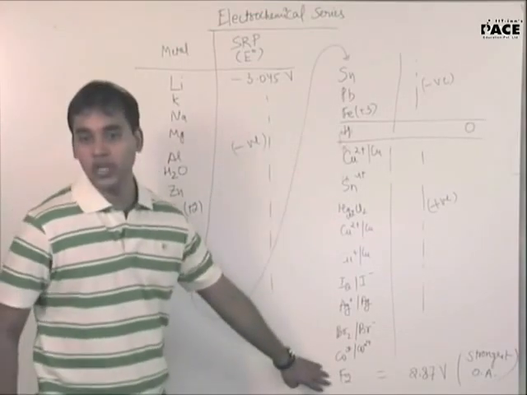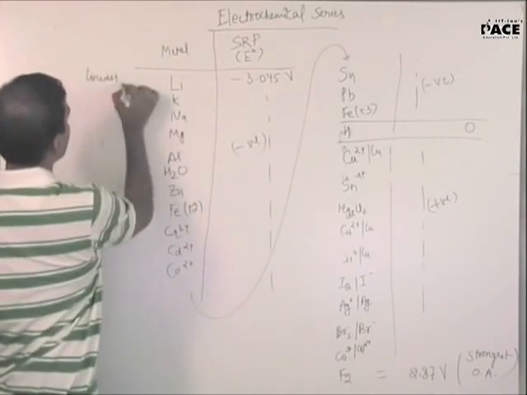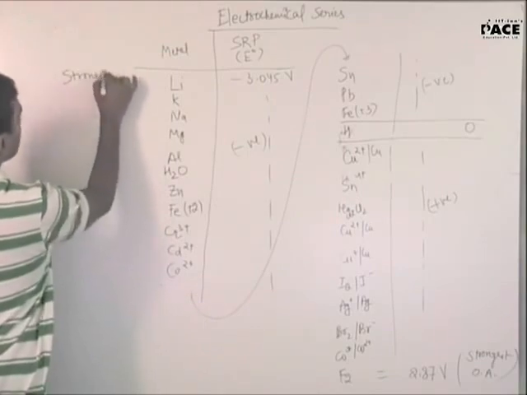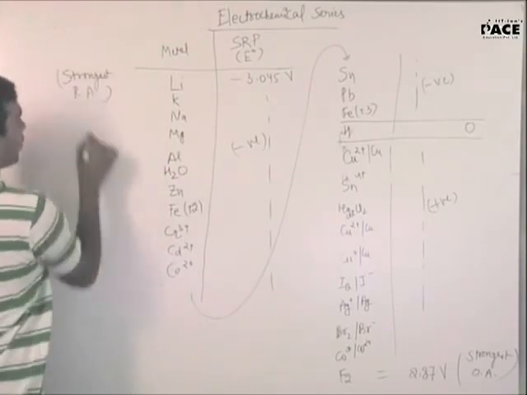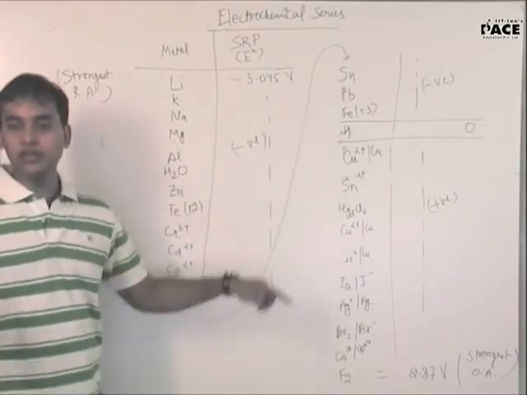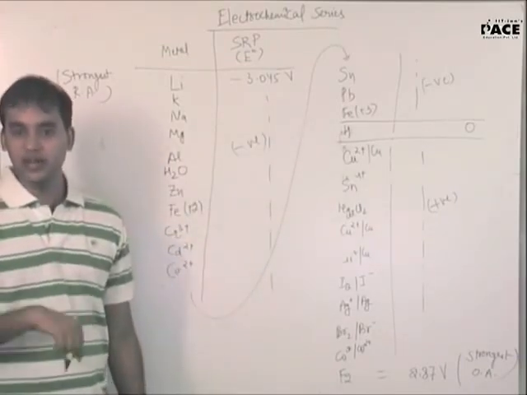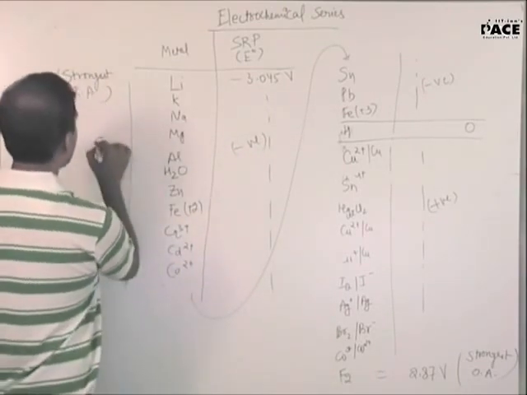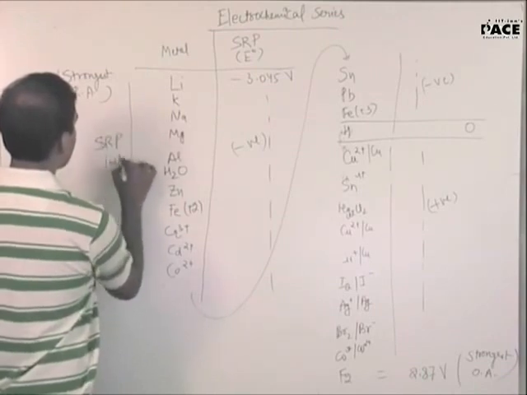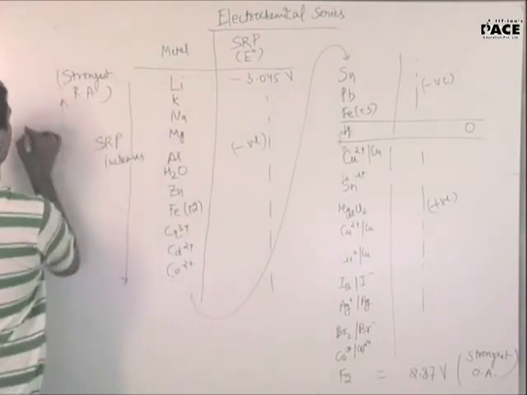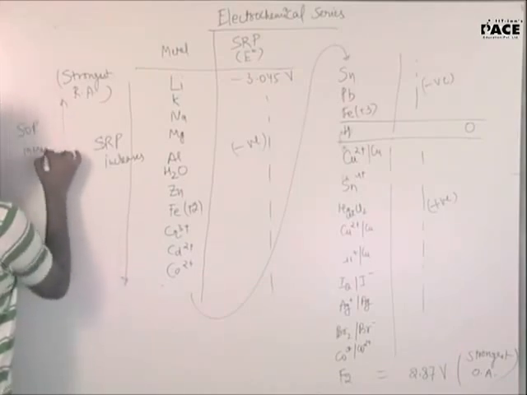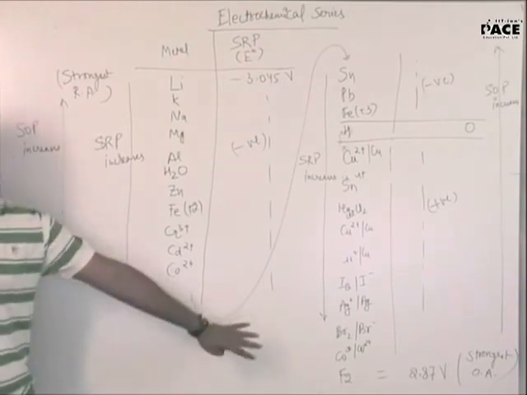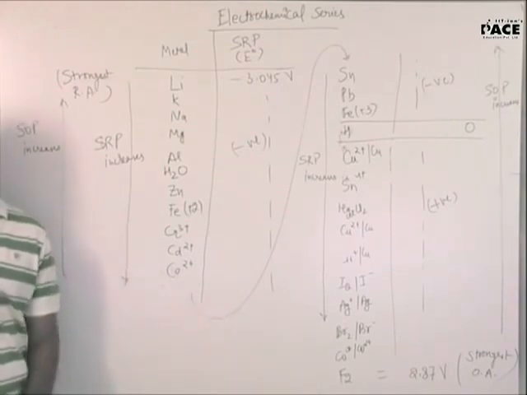So it is highest in case of fluorine and lowest in case of the strongest reducing agent. Because if this is the SRP trend, what will be the SOP trend? Just the reverse. So I can say if SRP increases this way, SOP increases this way. Getting my point?